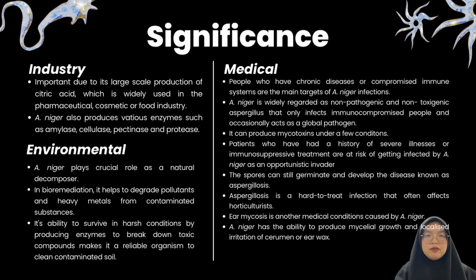Secondly is environmental. Aspergillus niger is a main natural decomposer, where in bioremediation it is able to degrade pollutants and heavy metals like lead from contaminated material due to its ability to withstand harsh conditions such as low pH by producing citric acid, which makes it a reliable organism to clean contaminated soil and even water.